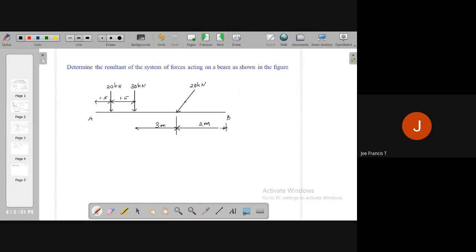Suppose this angle is 60 degrees. So there are two vertical forces and an inclined force. You are asked to find the resultant of the set of forces. So how will you do this?